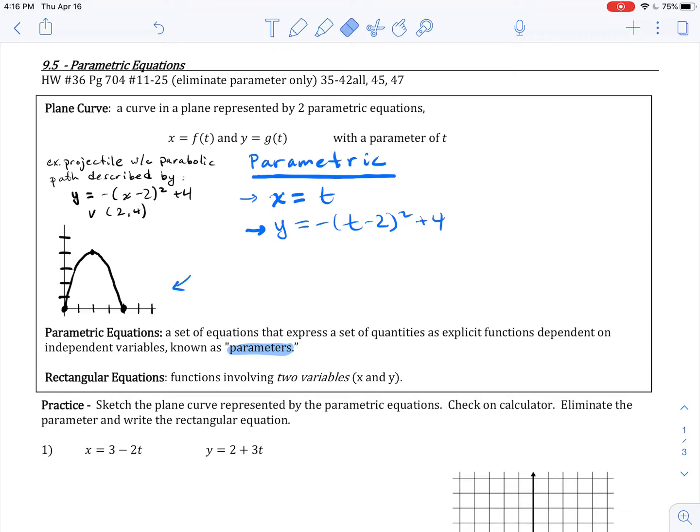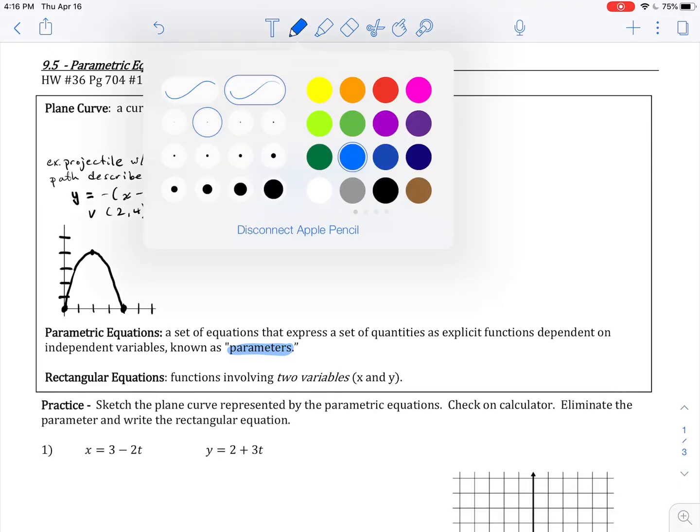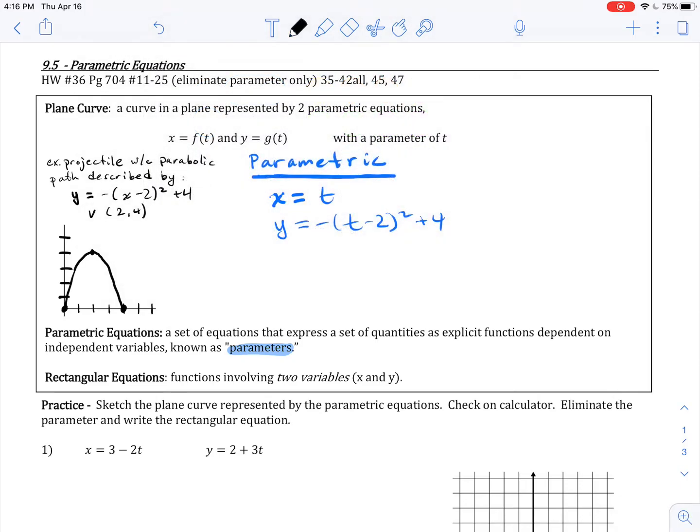And again, I gave these to you here. So what I want to do now is for us to actually think about what the graph of these parametric equations would look like. And the graph of a set of parametric equations is something called a plane curve. It's a curve that represents two or more parametric equations. So how would I go ahead and do that? Well, let's go ahead and set that up.